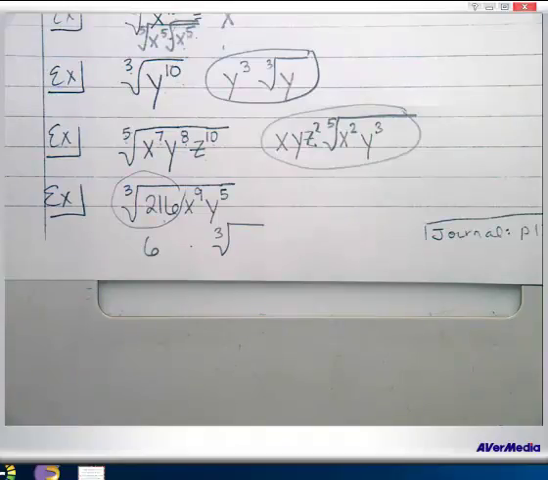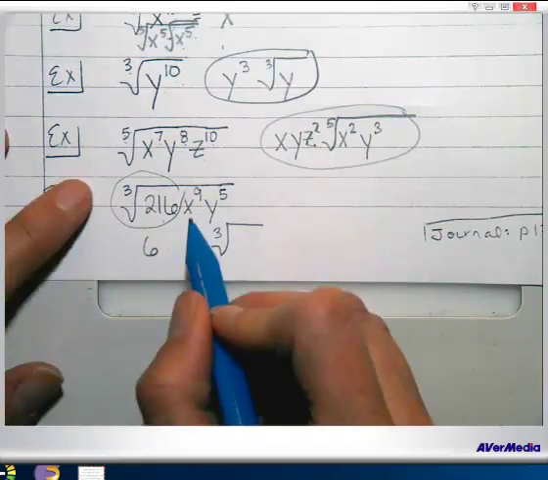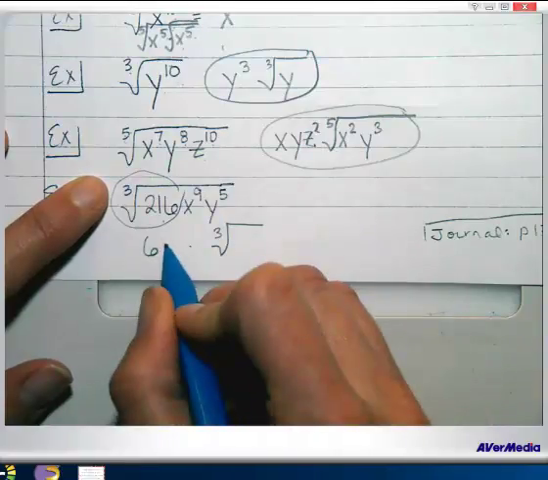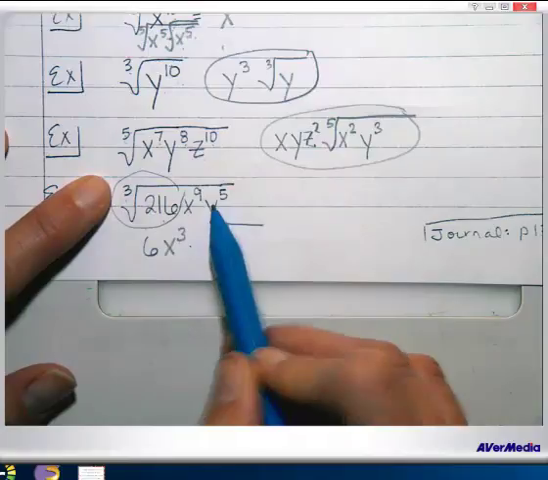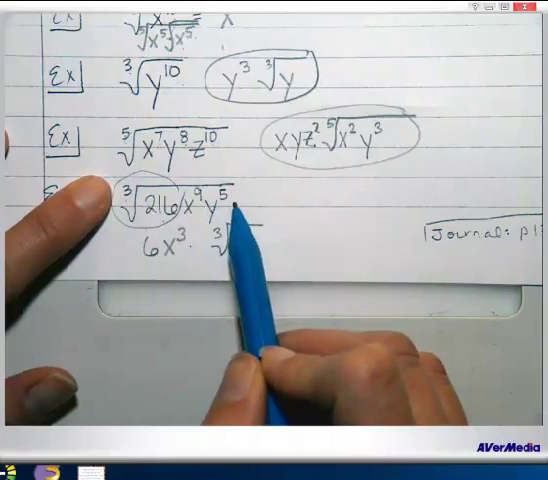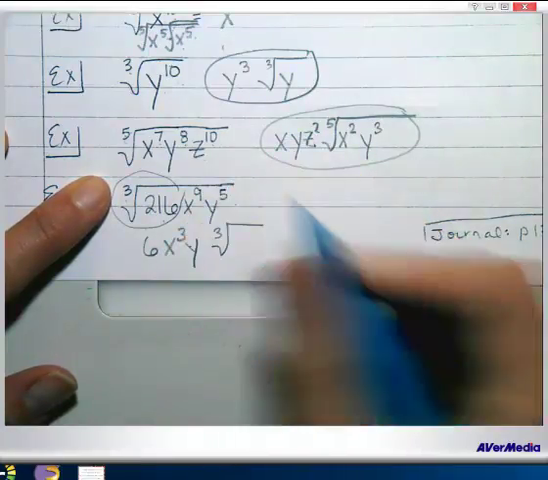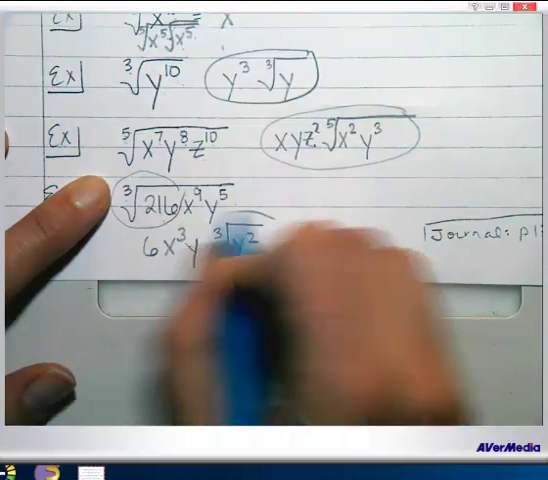3 goes into 9. So we're working on the x here. 3 goes into 9 exactly 3 times, so x to the 3rd. But then 3 goes into the 5 only once with 2 left over. So we have y to the 1 on the outside and y squared left inside.